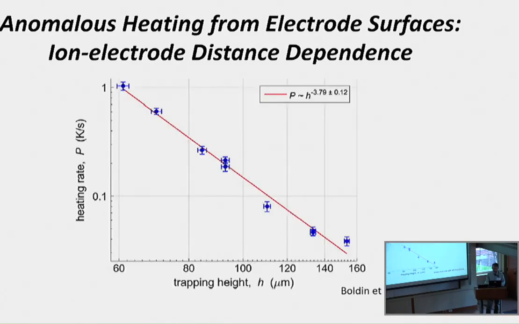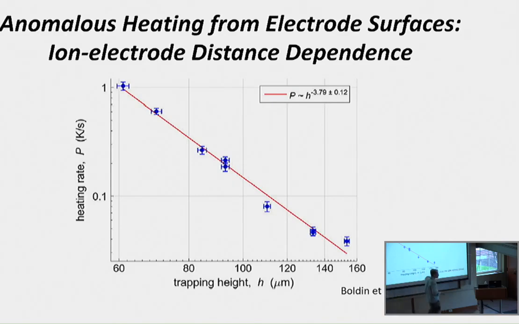2006. And then Bolden at the Wunderlich group made a trap where they could change the height of the ion above by having a variable RF on their electrodes. And they got pretty much the same thing. Let's just call it 1 over d to the 4th.